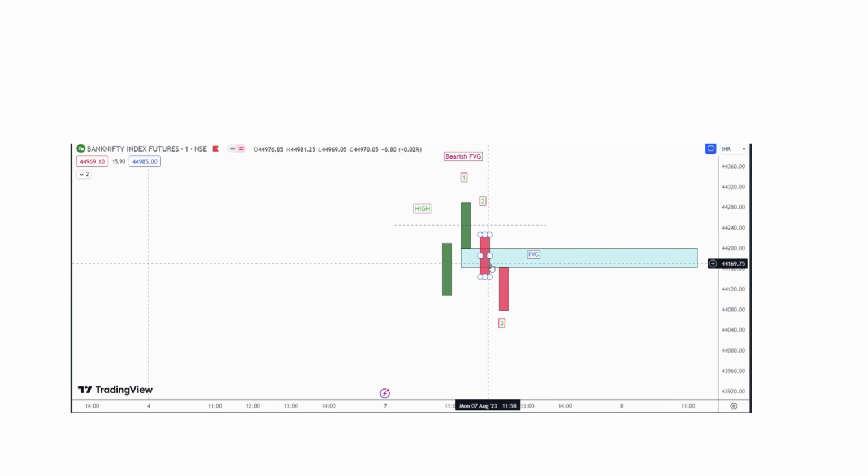So we need to wait for price to go down and then come back sometime in the future and touch this box. Once price comes and touches this box, that's a very good spot for us to go short in the market. We can go short at the high of candle number three. SL could be the high of candle number two or candle number one. So this is the basic picture of a bearish fair value gap.